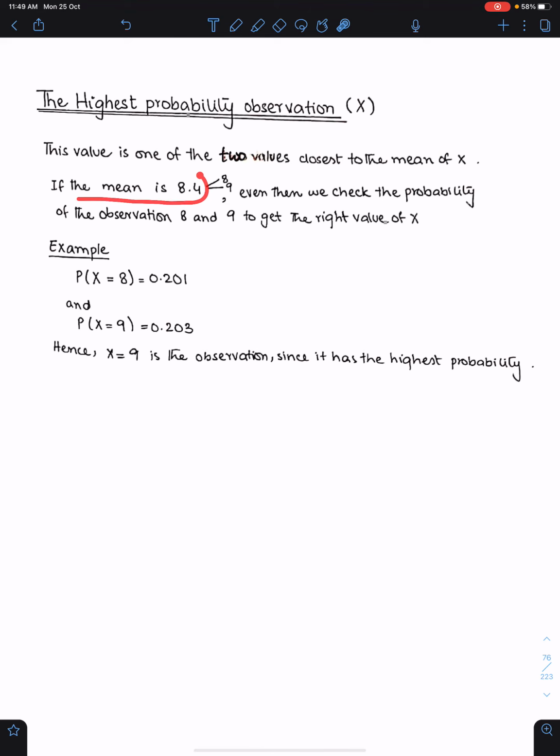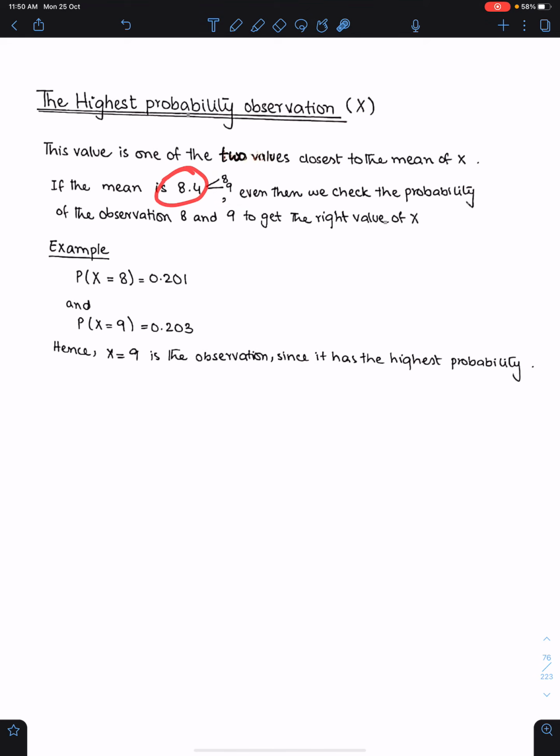So if the mean is this, even then we check the probability of 8 and 9 to get the right value of x. For example, the probability x is 8 is this and the probability x is 9 is this. So x is 9 is the observation, since it has the highest probability. This is the way to find the observation which has the highest probability. First we calculate the mean through this formula, np, and then we find the probability of both the numbers.